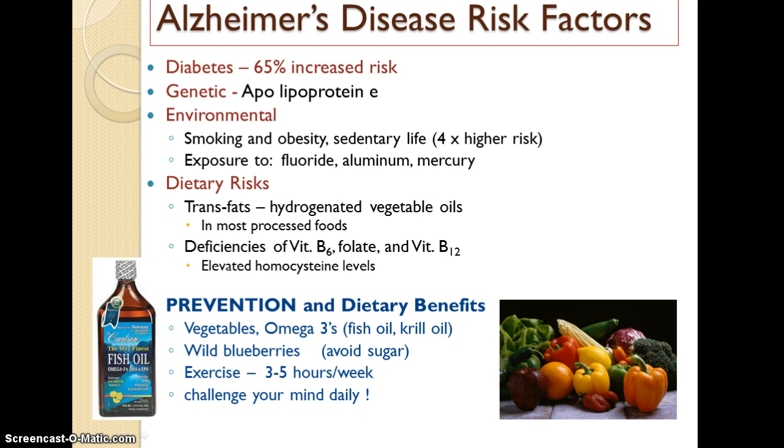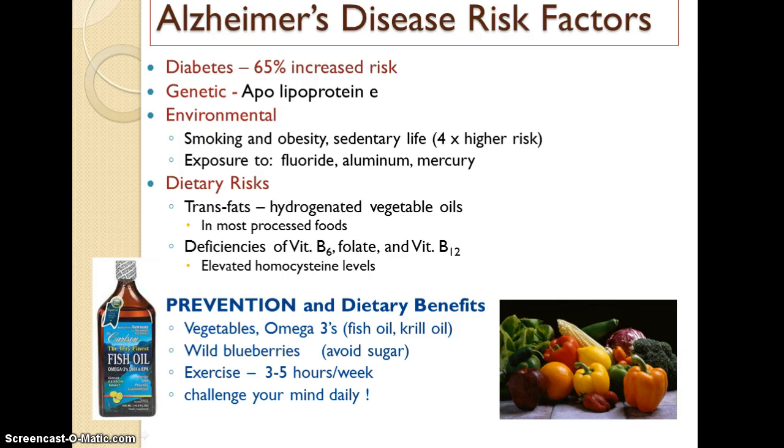There are different risk factors we can try to avoid when it comes to increasing our chances at getting Alzheimer's disease, and that includes diabetes. So you increase your risk to 65% by having diabetes. Genetic: apolipoprotein E. So if you have a father or a mother who had Alzheimer's and you wanted to pay an exorbitant amount of money to be genotyped and see if you carry the gene that increases your risk factor for Alzheimer's, the gene that they'd look for is the apolipoprotein E.